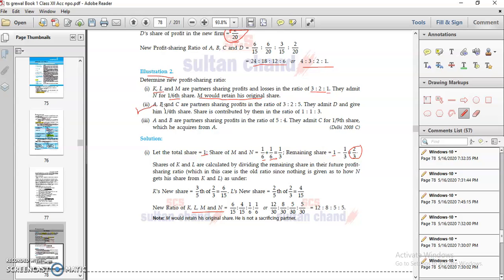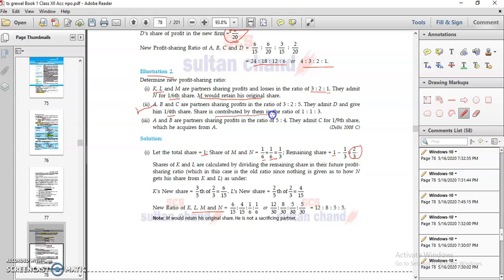A, B, and C are partners sharing 3:2:5. They admit D and give him 1/4 share. So a new partner enters, and this is the share of the new partner, 1/4. Now you have to understand from which shares contributed by the old partners this 1/4 is given. This is the major key issue. While calculating your new ratio, sacrifice ratio, gaining ratio, whatever you are calculating, you have to understand how the contribution by old partners is made.